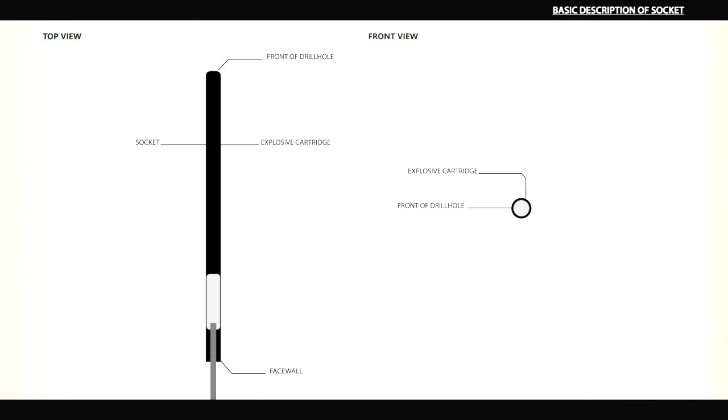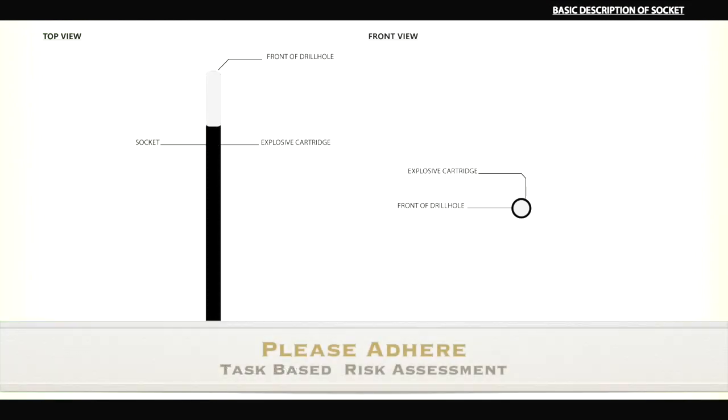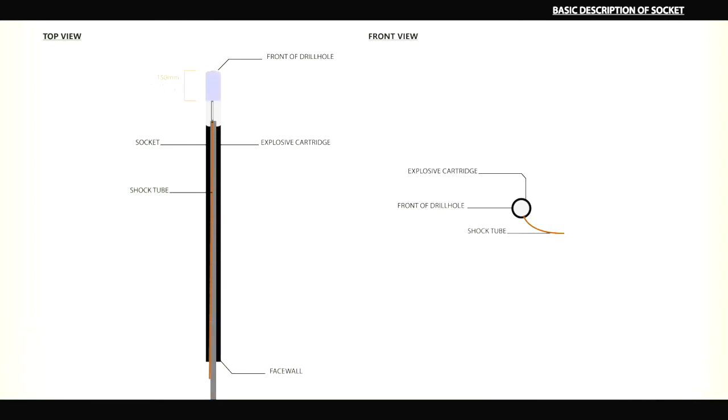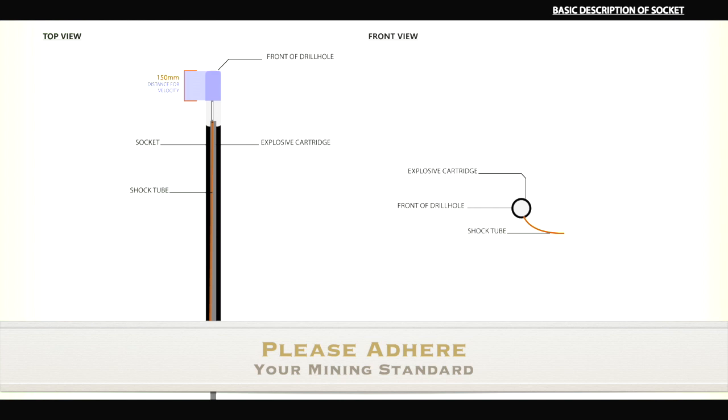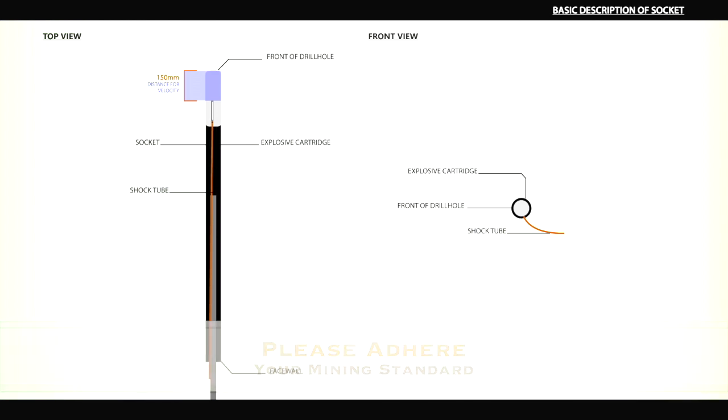The explosive cartridges are placed right at the toe of the drill hole. The shock tube is placed 150 millimeters from the toe of the hole by being inserted into the front blasting cartridge. The shock tube and the front cartridge will then become what is known as the primer.